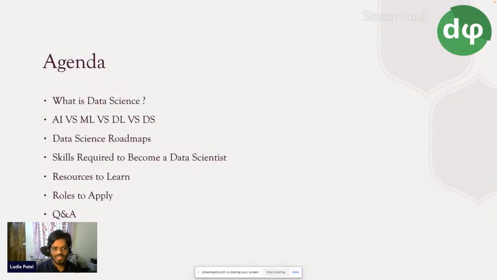So the agenda is simple. We understand what data science is all about, and then understand this one biggest confusion, right? The difference between AI, machine learning, deep learning, and data science. So I'll give some overview on that. And there are various roadmaps, and there's no fixed or standard template to learn data science. People follow various roadmaps.